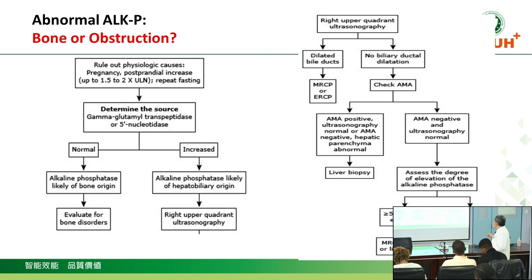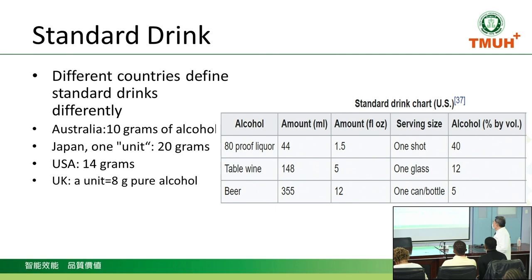Go to check, is this an autoimmune disease or no? If we suspect another autoimmune disease, we need to do a liver biopsy. If no autoimmune disease and the ultrasound is normal, we can do something else. So now we go to standard drink.